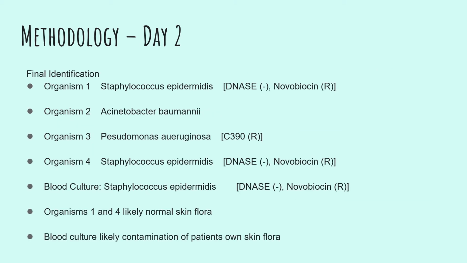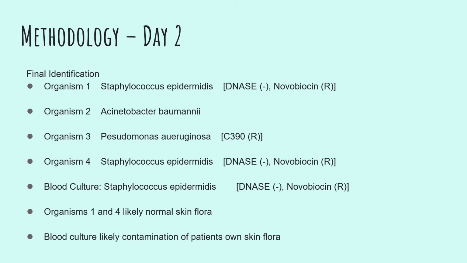On day 2, final identifications were made. Organisms 1 and 4 were DNase negative, confirming the suspected ID of Staphylococcus epidermidis. The API-20E of organism 2 yielded a final diagnosis of Acinetobacter baumannii, a bacteria increasingly involved in nosocomial infections. Resistance and the API-20NE of organism 3 gave a final diagnosis of Pseudomonas aeruginosa, also a common bacteria in hospital-acquired infections. It is likely that Staphylococcus epidermidis was present in the wounds as normal skin flora.